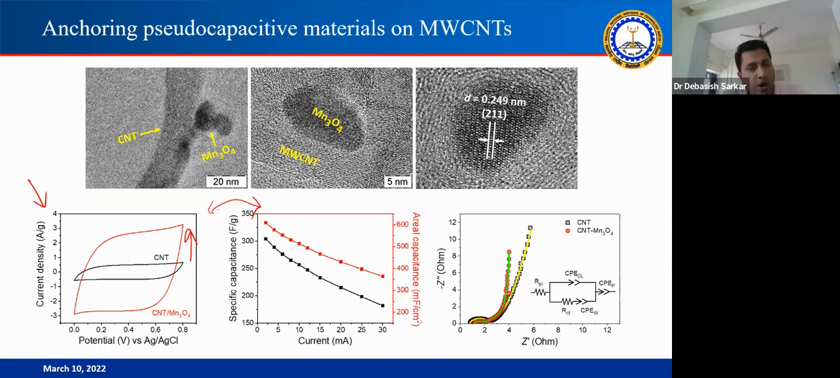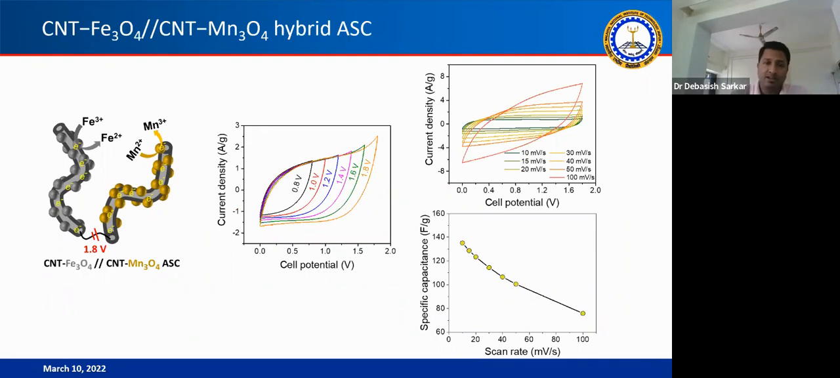So iron oxide works on the negative side, manganese oxide works on the positive side. Then again, we fabricated the asymmetric capacitor. And we did the same kind of electrochemical characterizations. And we have found out that this asymmetric capacitor, we call it a hybrid asymmetric capacitor or normal asymmetric capacitor, can show stable electrochemical behavior within a potential window of 0 to 1.8 volt.